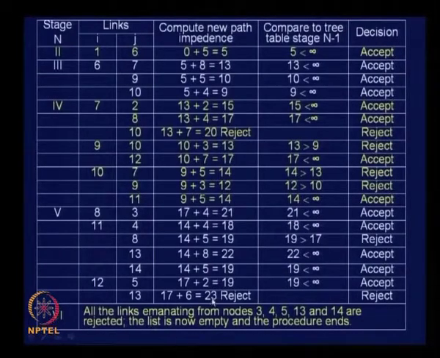Now we are proceeding from the nodes we decided to proceed from, and we find those nodes are end nodes, so there is no way to proceed further, isn't it. So our remark is this: all the links emanating from nodes 3, 4, 5, 13 and 14 are rejected, the list is now empty and the procedure ends. Clear?